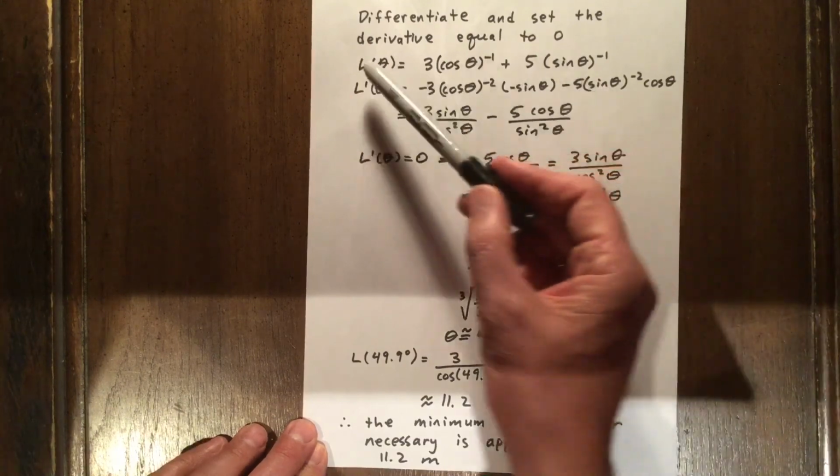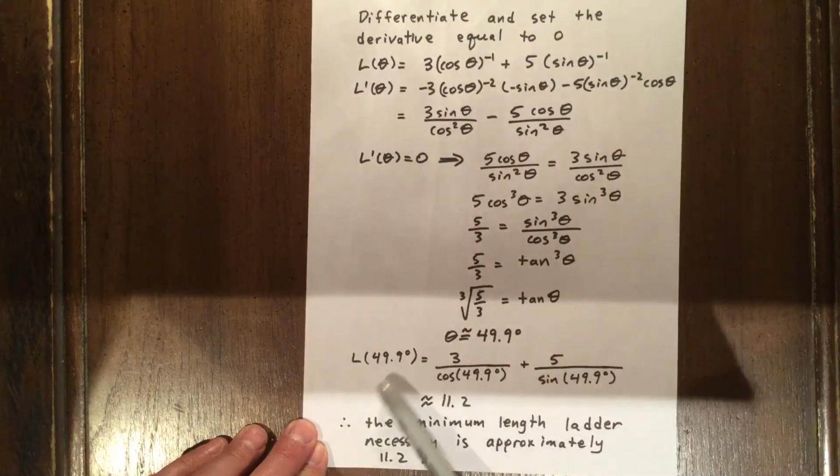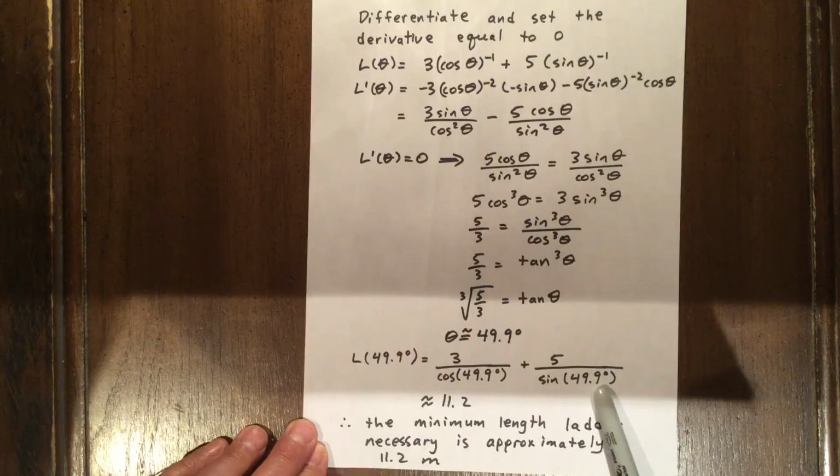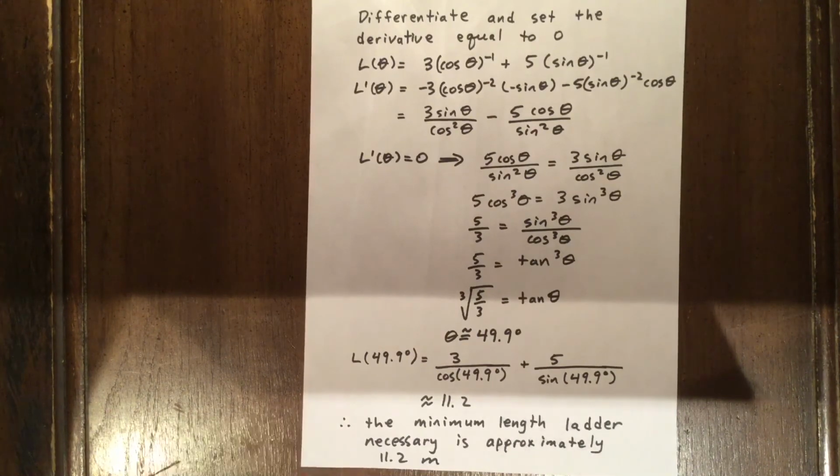And now we can go up to this expression here and plug 49.9 degrees in there. 3 over the cos of 49.9 degrees plus 5 over the sine of 49.9 degrees is approximately 11.2, which means that this person who's trying to escape from jail needs a ladder that's at least 11.2 meters long, approximately.